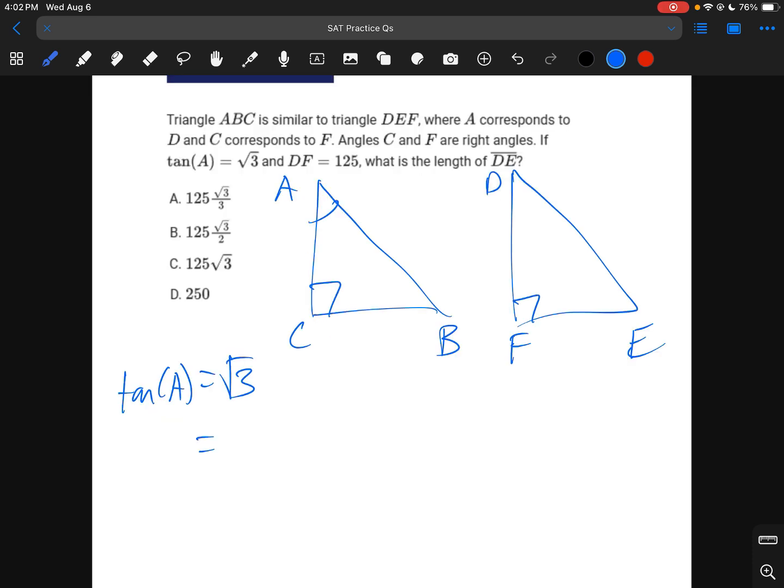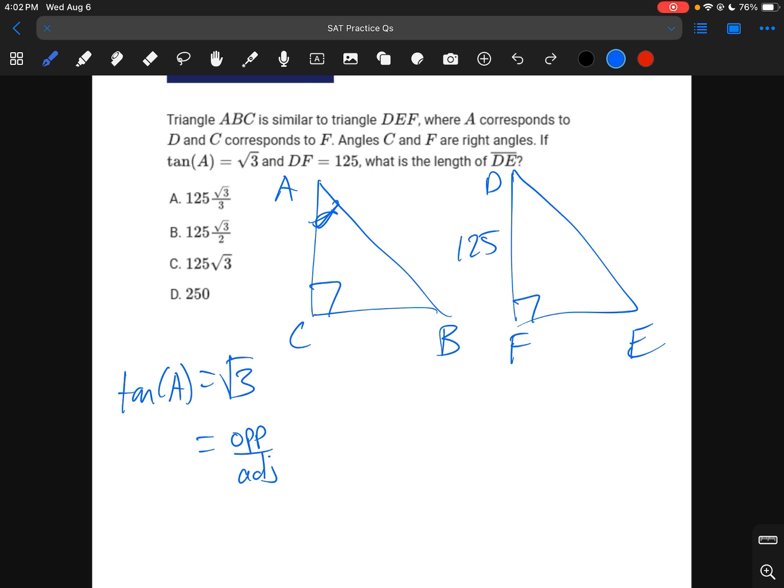So what's tangent? Tangent is opposite over adjacent. So since we're looking at it from this angle, well, the opposite side from A is here, CB, and the adjacent side is here, AC, and that's root 3. And we're also told that DF is 125. And we want to know what is DE, the hypotenuse here.